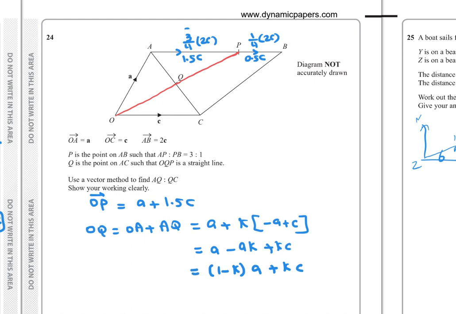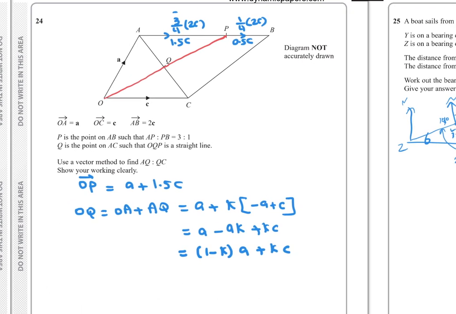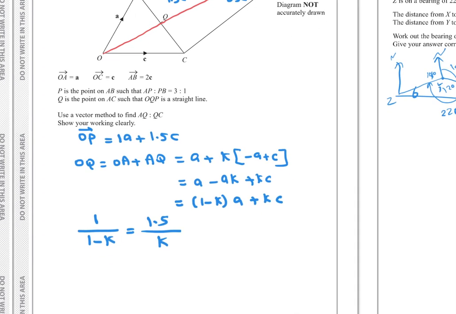OQ and OB are parallel, so we have a ratio between them. So the coefficient of A in OB, which is 1, over the coefficient of A in OQ, which is 1 minus K, equals the coefficient of C in OB, which is 1.5, divided by the coefficient of C in OQ, which is K. Now cross multiply to find K.